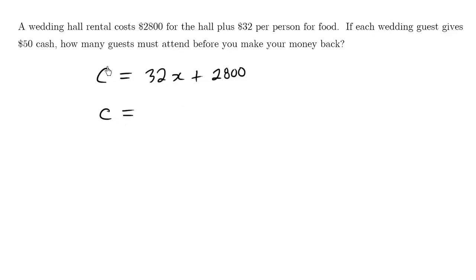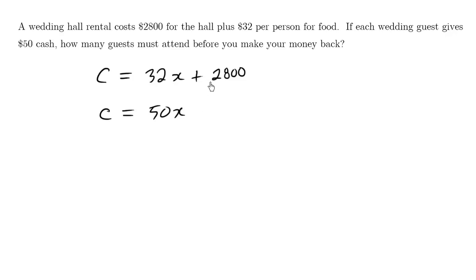We have a graph here. This is our y value, this is our x value. So this here is going to have a slope of 32, and it starts off a little bit higher because the y-intercept is at 2,800. Now the idea of us getting our money back is another graph where we have a steeper line. So the y value equals 50x, because this graph has a steeper slope.